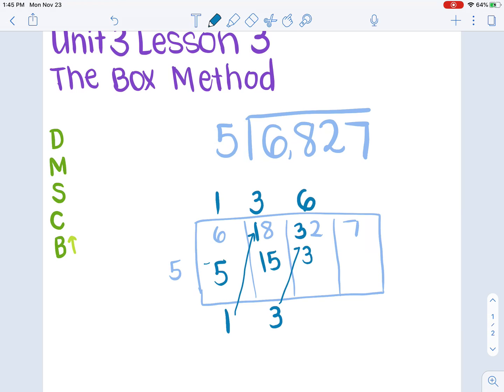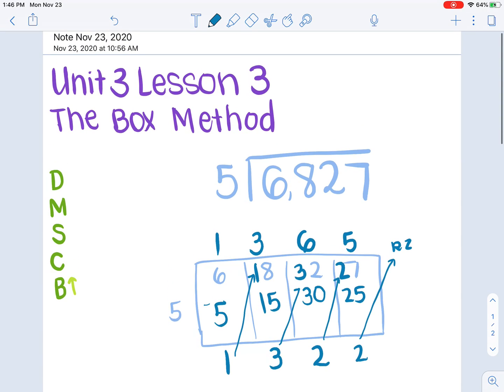5 times 6 is 30. Then I'm subtracting, and I get 2. 2 is smaller than 5, so I can bring it up. And 5 times 5 is 25, with 2 left over. Bringing that up for my remainder 2. I went fast, but hopefully you did it before. How'd you do? Hopefully you got 1,365.